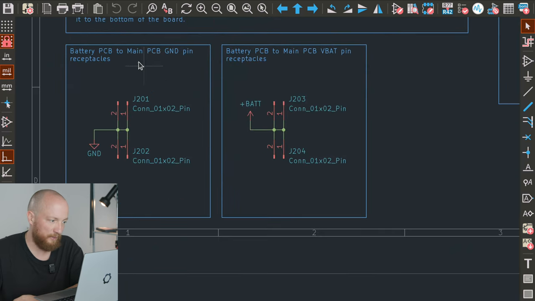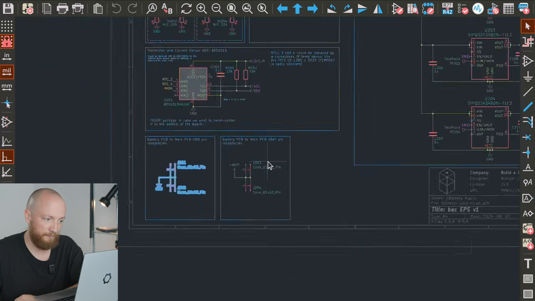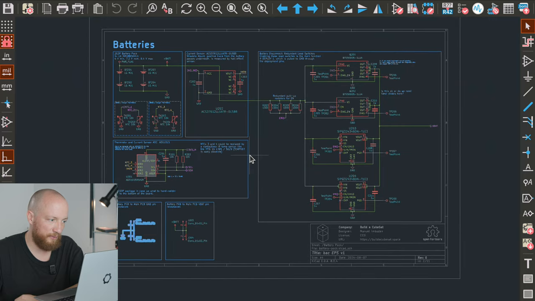So below here, we only have pin receptacles to actually connect the batteries to the main EPS PCB. And I think that's it for the battery sheet. So let's head back up.